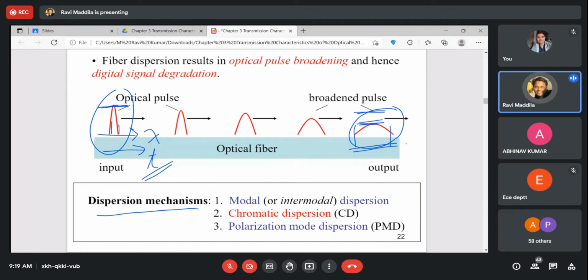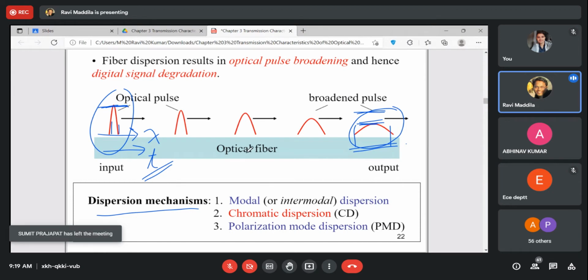Another type of dispersion is the chromatic dispersion. This is also known as the material dispersion, and this is because of the material properties, and also to some extent it depends on the dimension of the optical fiber and the structure of the optical fiber. And another type is the polarization mode dispersion.